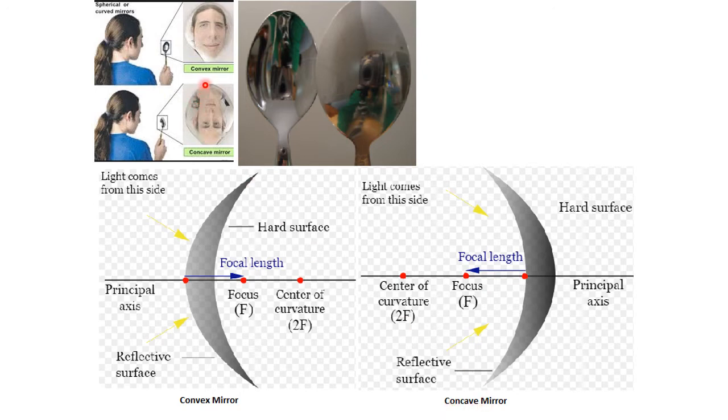When we check our image from the inner surface of the spoon, when we check our reflection from the inner part of the hollow sphere or inner part of the spherical mirror, in that case such kind of mirrors will be known as your concave mirror.